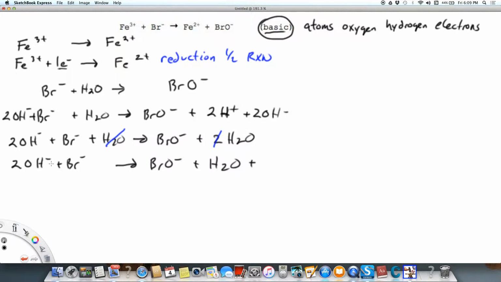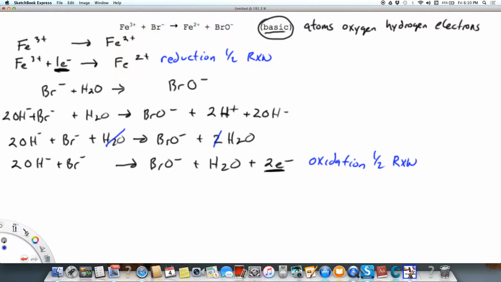again, I have 2 negatives plus 1 is 3 negatives on the left. I'm going to add 2 electrons on the right. So now my charges, I've got -3 on the right and -3 on the left. So this equation now is, you can see the electrons where they were on the left side in the first reaction, they're on the right side in the second reaction. So this reaction is going to be my oxidation half-reaction.